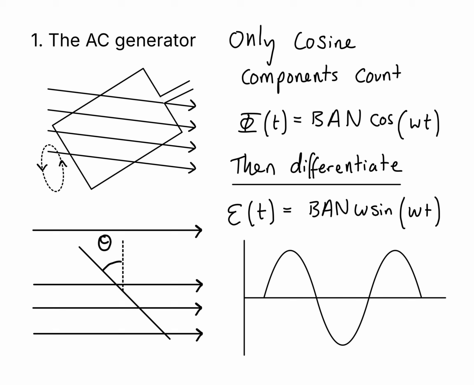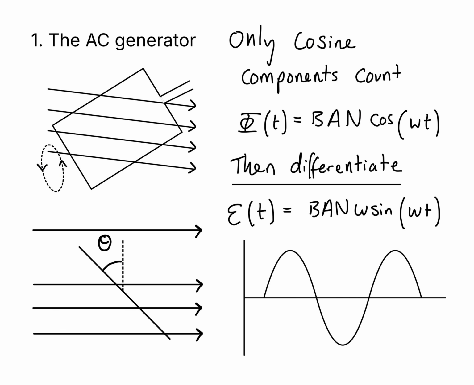Let's take our coil from last lesson, but instead of sliding it in and out, spin it steadily in the field. You're still cutting field lines, but as it rotates, the angle changes, so only the cosine component counts, which means the flux linkage is BAN cos omega t. And Faraday tells us that EMF is the rate of change of that, so we differentiate. Differentiating cosine gives a minus sign, and the chain rule pulls out a factor of omega, so the EMF is BAN omega sine omega t. Keep that omega and mind the sign.